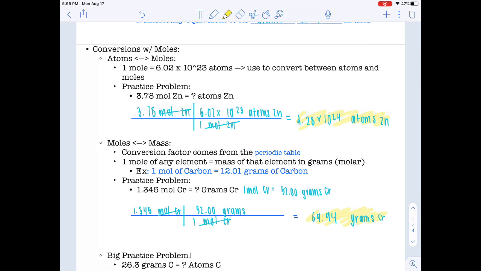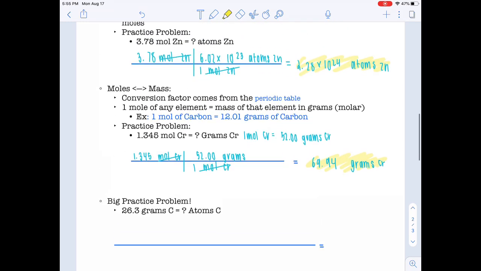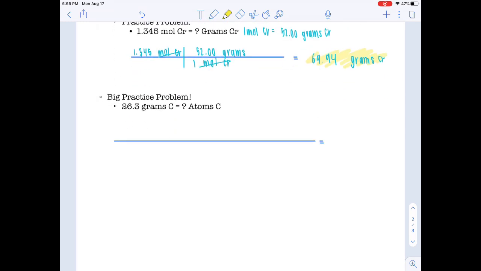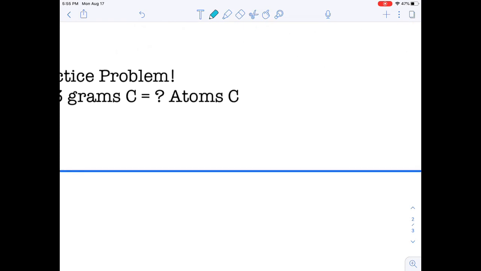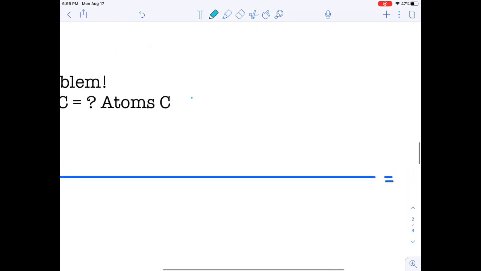And you can also do it vice versa. So if you have the number of grams, you can go from mass to moles and moles to atoms. So let's try to practice this with a big practice problem. So if we have 26.3 grams of carbon, how many atoms of carbon is that? And I'm going to give you the conversion factor from the periodic table. We know that 1 mole of carbon is equal to 12.01 grams. And this is if you don't have a periodic table with you.